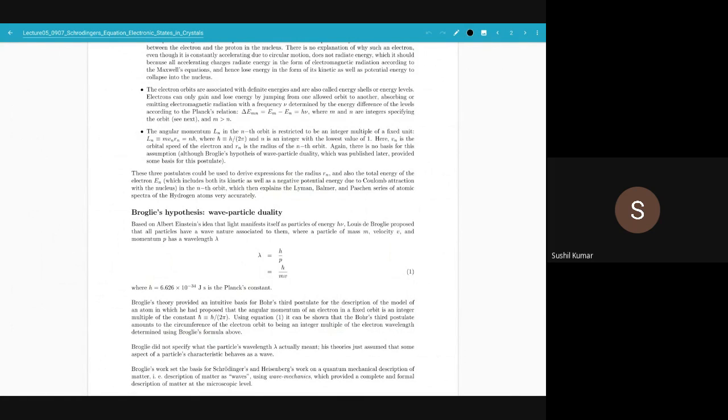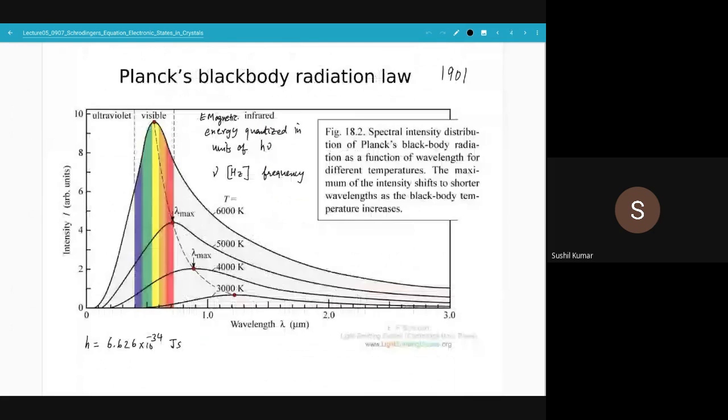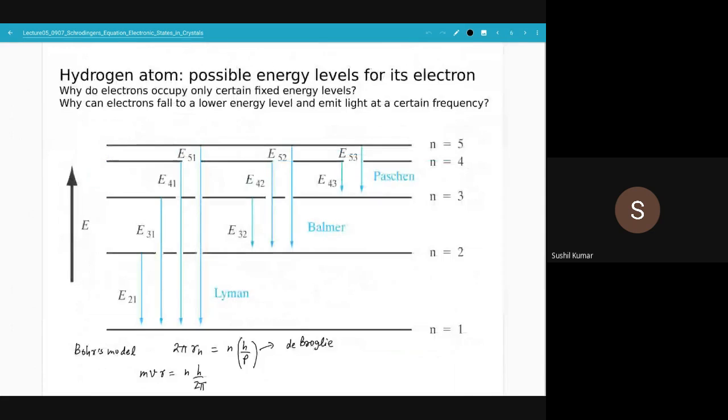There is some understanding now that waves behave like particles, light, electromagnetic waves, and particles behave like waves. So there is this duality going on. And then, obviously, in 1925, Schrodinger's equation was formulated.